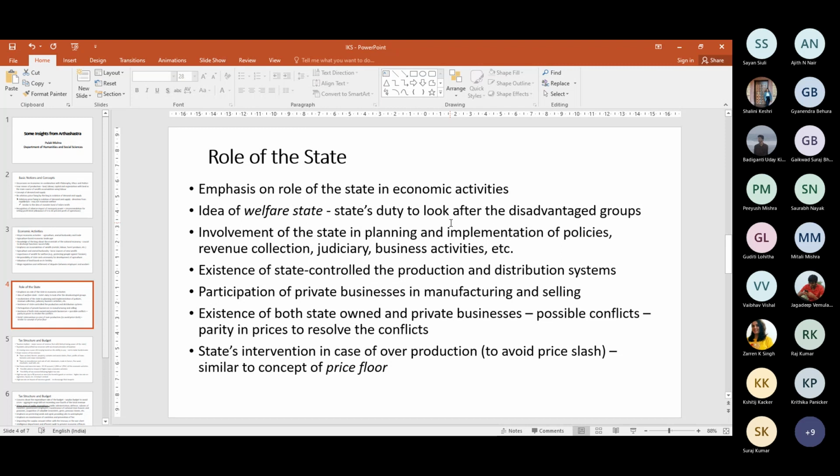Now, Arthashastra also emphasized the role of the state in economic activities. And in today's context also, we see the role of the state. Of course, the role that the state plays today, its nature has changed, its form has changed, but the role of the state continues in economic activities. Like say, at one point of time, economic theories used to talk about the role of the state in addressing the problem of market failures.